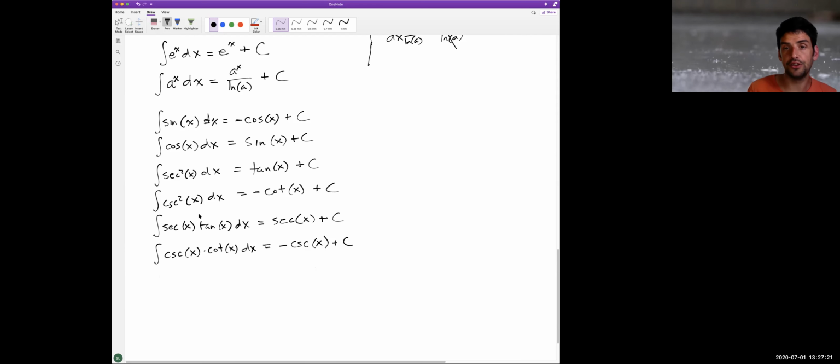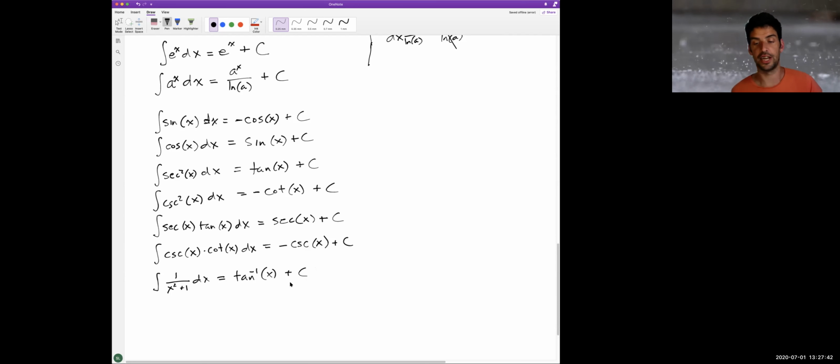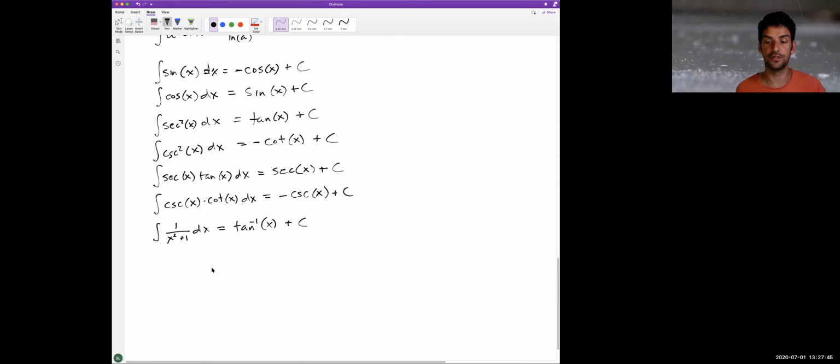We're going to do two more. These turn out to be useful to us down the road. We'll see a lot of functions of this kind, 1 over x squared plus 1. And we remember that this has an antiderivative of inverse tangent x, because if you take the derivative of inverse tangent of x, you get 1 over x squared plus 1. And one more like that: 1 over the square root of 1 minus x squared dx equals inverse sine of x plus c.